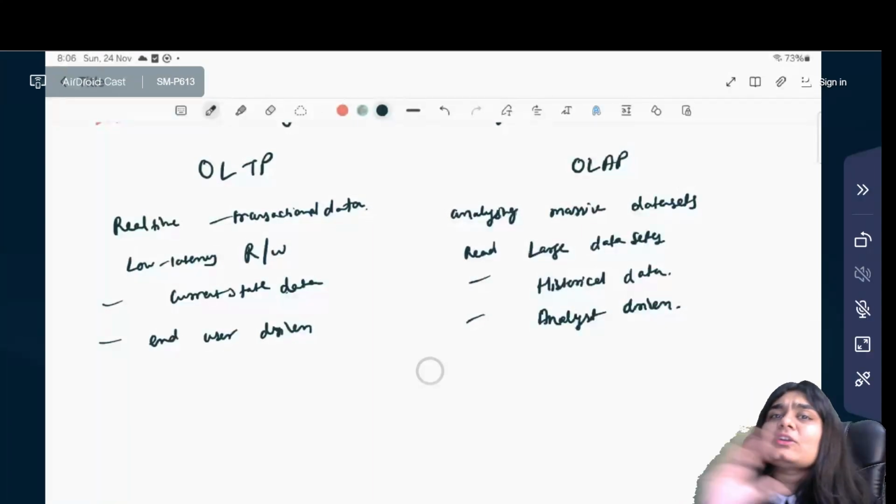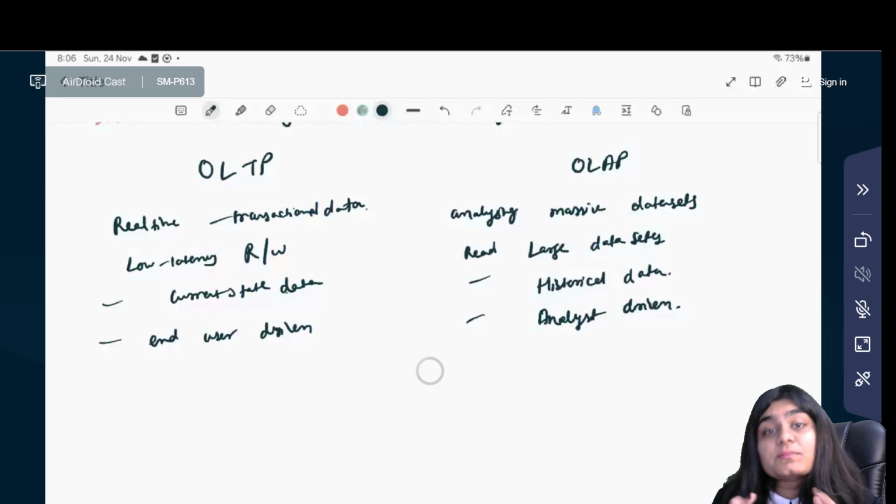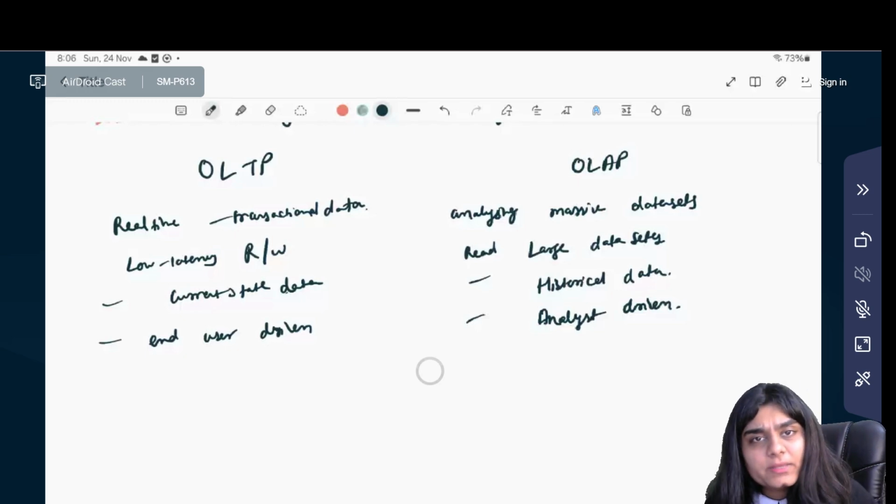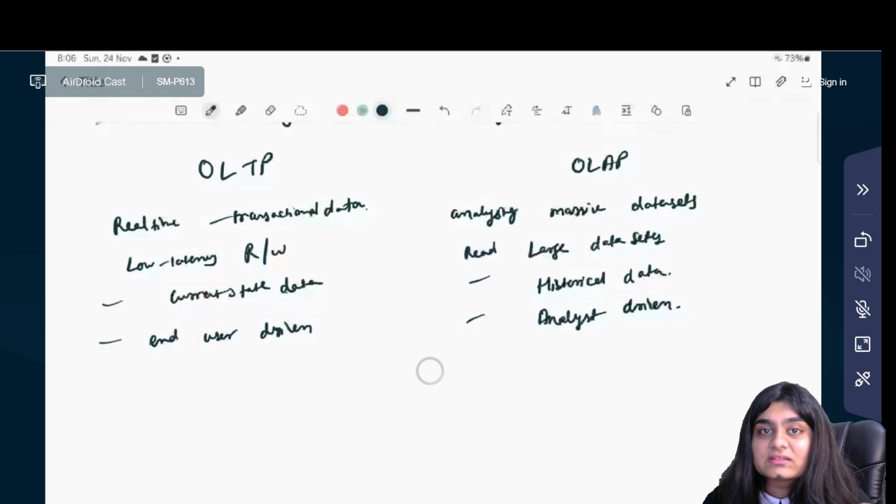Managing OLTP and OLAP together comes with a lot of challenges. Both systems have different performance and scalability needs. OLTP systems need to handle high concurrency with minimal latency, while OLAP systems need to process large amounts of data efficiently, often with less strict latency requirements.